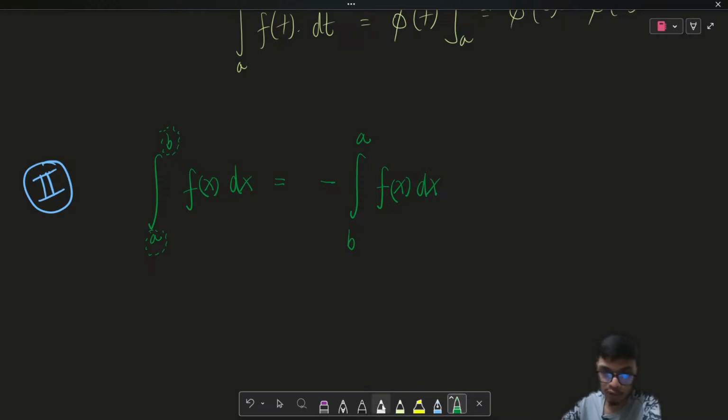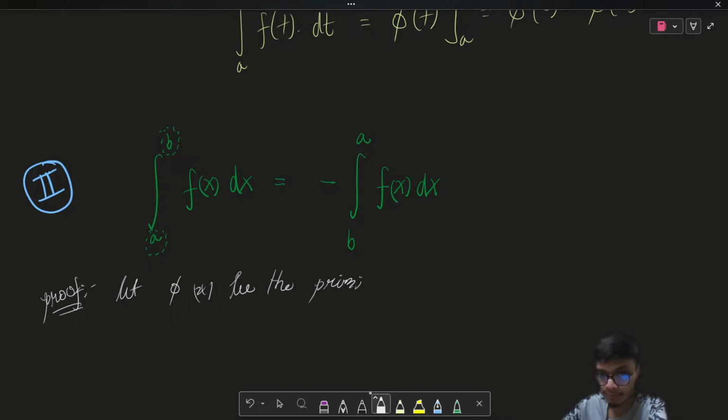So if you want to look into the proof of this property, I can show you. The proof is fairly simple. Let us say that phi of x is the primitive of the function f of x.